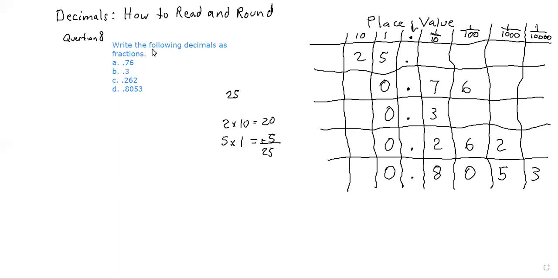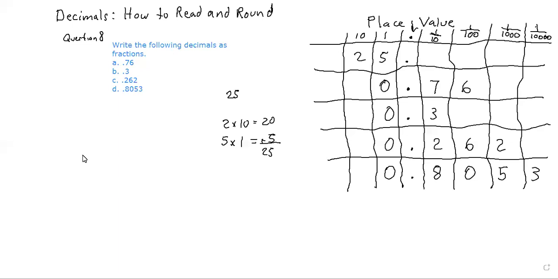So all we need to do to write fractions from decimals is to write the number they give us. Looking at the table, we have 0.76. Look at the place value of the last digit. The last digit is 6. That tells you what the denominator is going to be for your fraction. The 6 is in the 100th place, so it's going to be 76 over 100. Whatever the last place value is tells you the denominator.